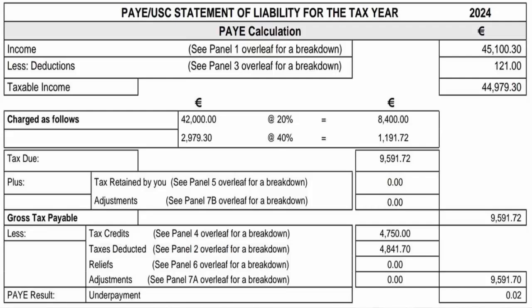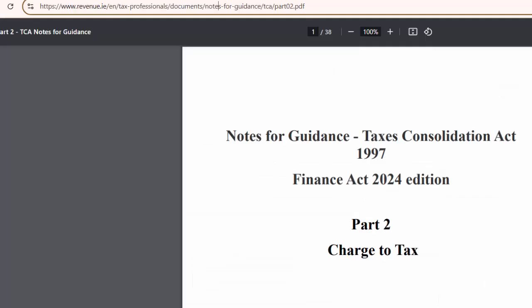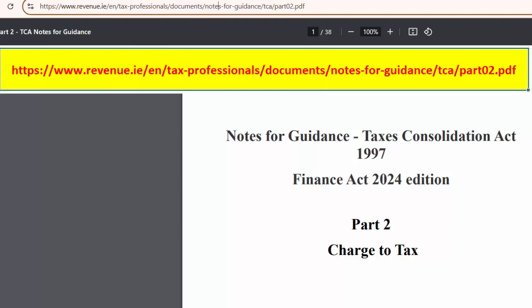Income tax is charged under Schedule D in respect of a number of sources of income which are classified into 5 separate cases. Income tax is charged under Schedule F on dividends paid and other distributions made by Irish resident companies. See more on this Revenue page, notes for guidance. And here is the link or the URL code.